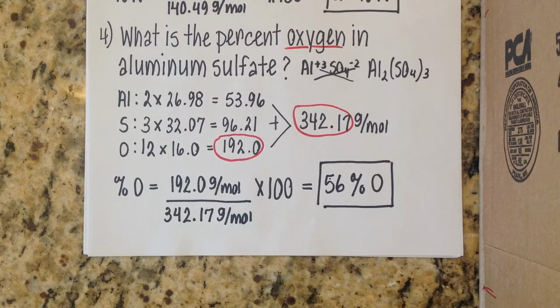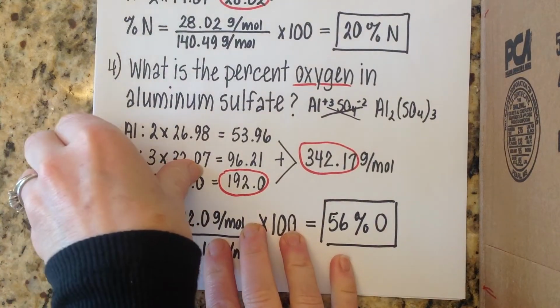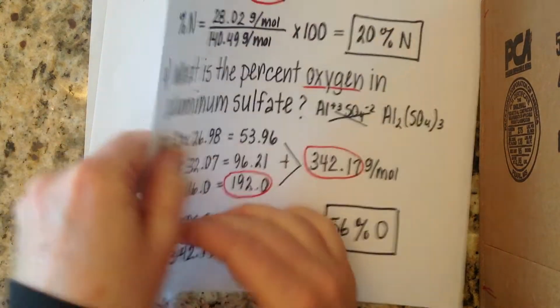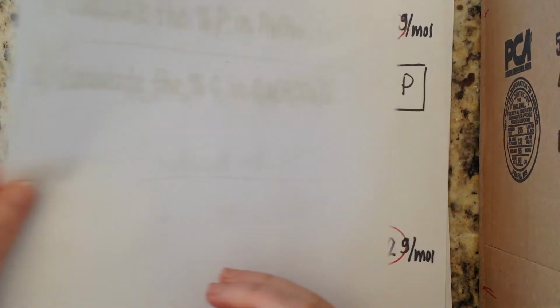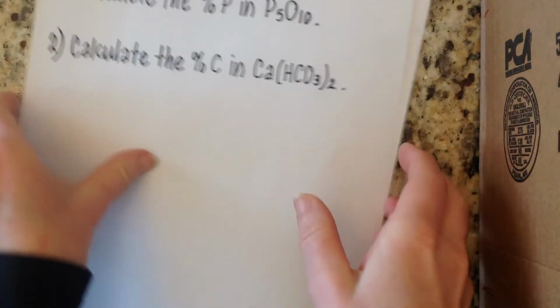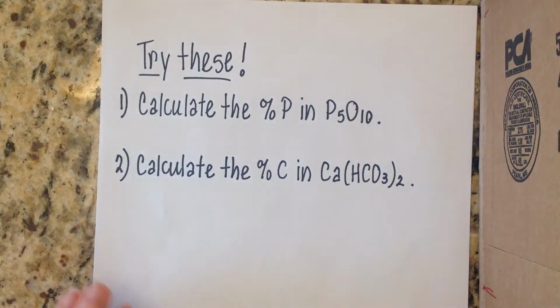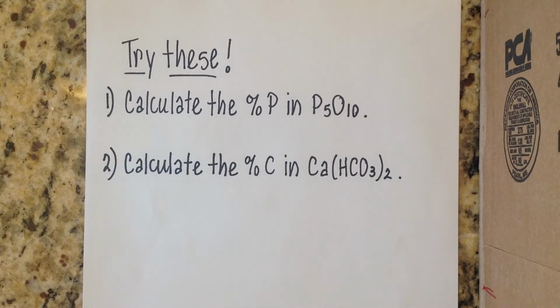So now I've got 2 for you to try, and once you know how to do these, then you can officially say you have graduated from calculating percent composition. So what I want you to do is take a second and copy these 2 down. You notice these are written just a hair differently. Calculate the percent phosphorus in pentaphosphorus decoxide. Calculate the percent carbon in calcium hydrogen carbonate. Same type of question. So if you'll pause the video here and write these down, we're going to come back and I'm going to give you all the answers so you can see how you did.